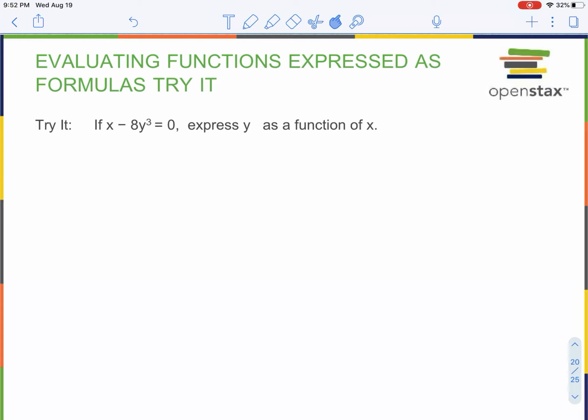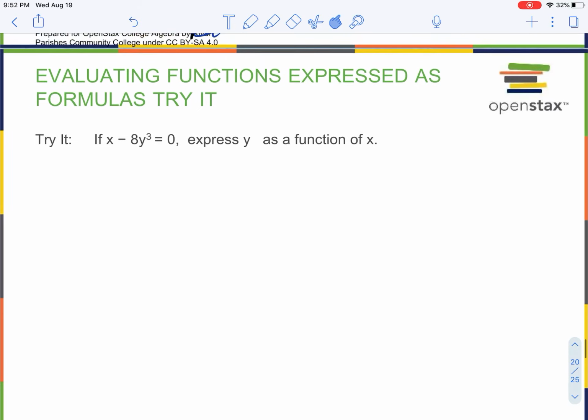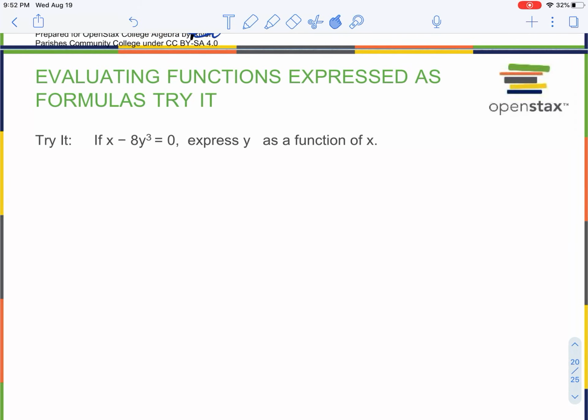All right, so your turn. Pause the video. Try to express y as a function of x, if x minus 8y to the third equals 0. Go ahead and pause the video, and when you come back, we will go over it. Okay, so you've unpaused the video.